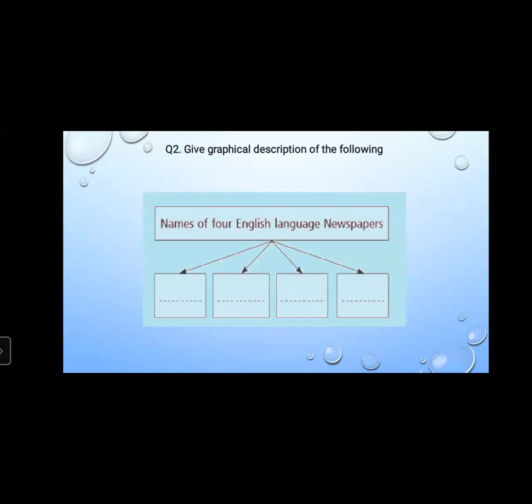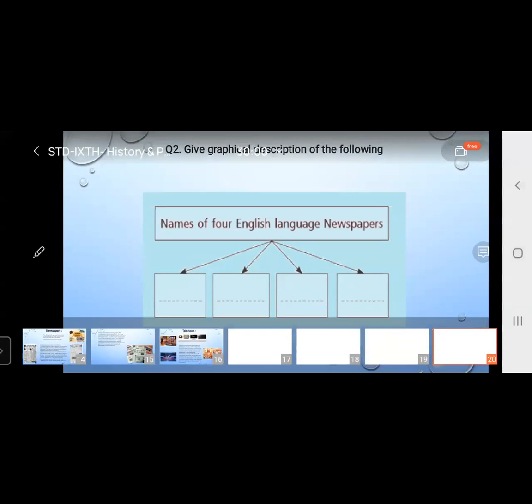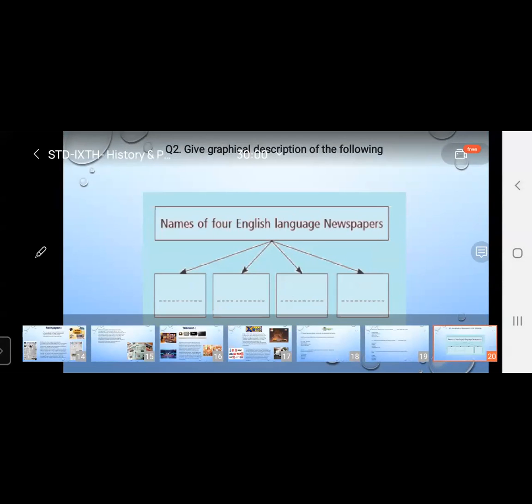So students, we covered this part. We revised Changing Life 1. We also covered Changing Life 2. Tomorrow again we will revise Changing Life 2 and a few more question answers of Changing Life 2 as well.